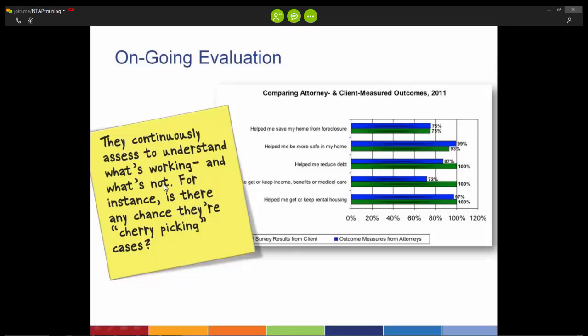But in fact, one of the things that they were really concerned about, and they haven't seen any evidence of, was the idea that attorneys or the organization as a whole might be cherry picking cases in order to boost their numbers. So they're taking easy cases, they're avoiding hard cases, even when it seems like there's a true need and a real benefit and that the organization could really help with. So they haven't seen this evidence of this kind of idea of cherry picking.